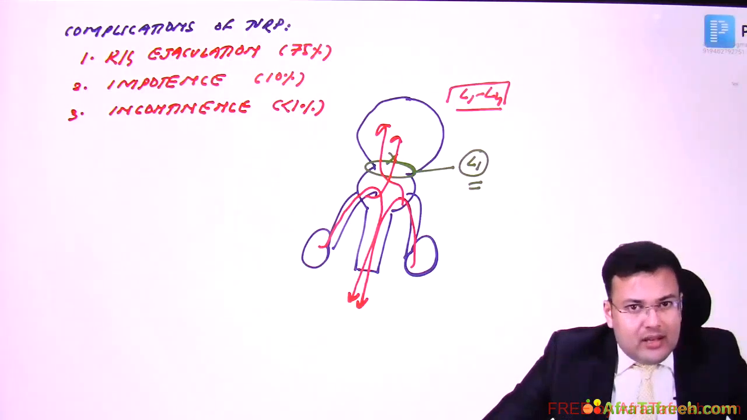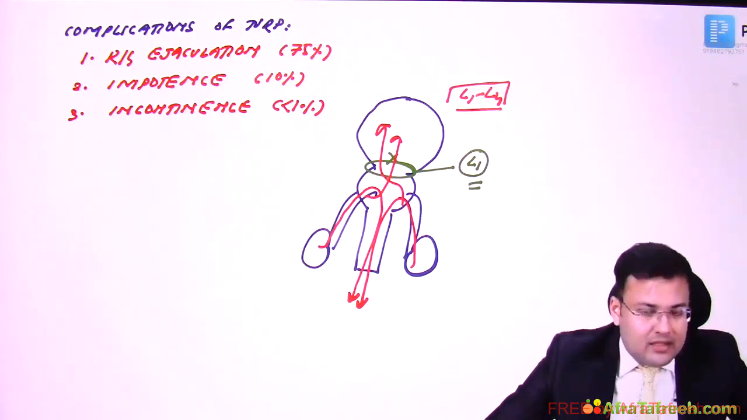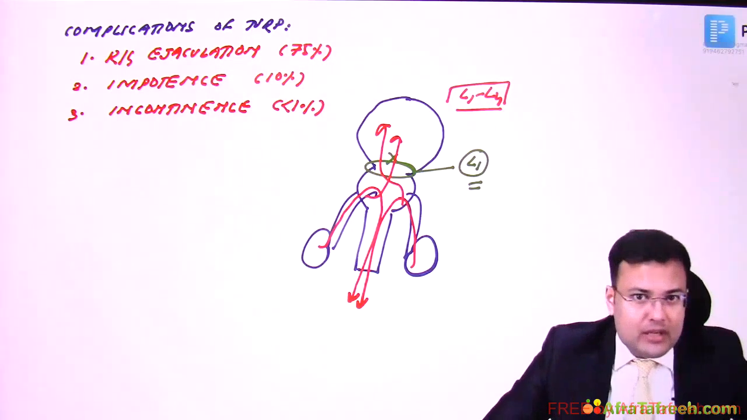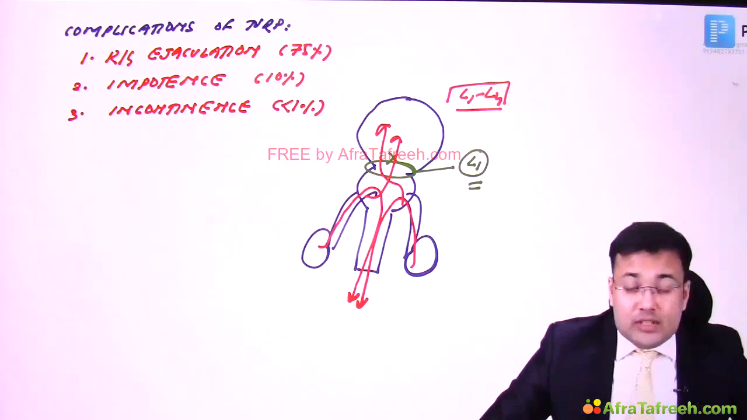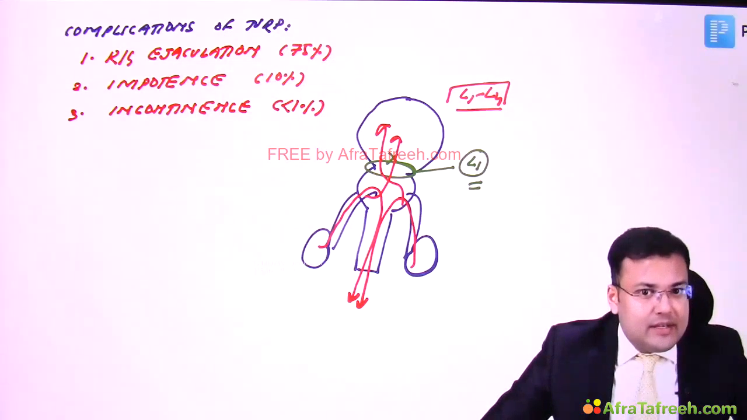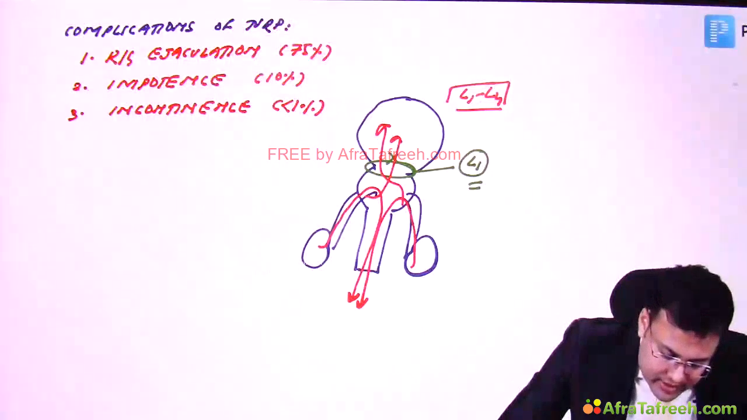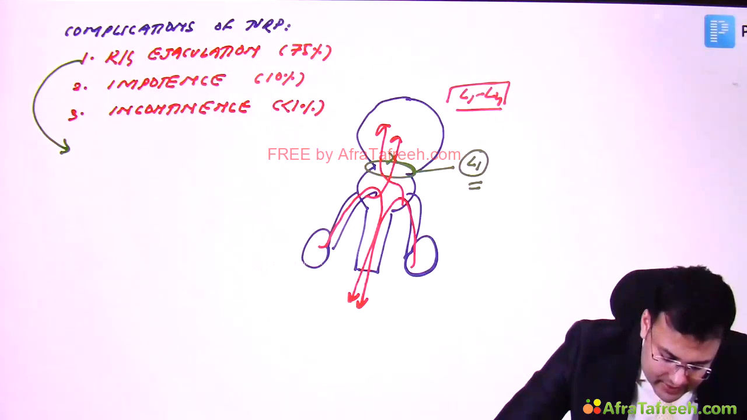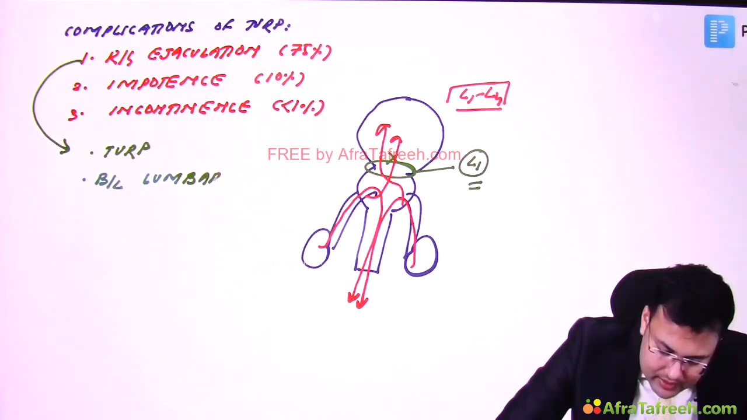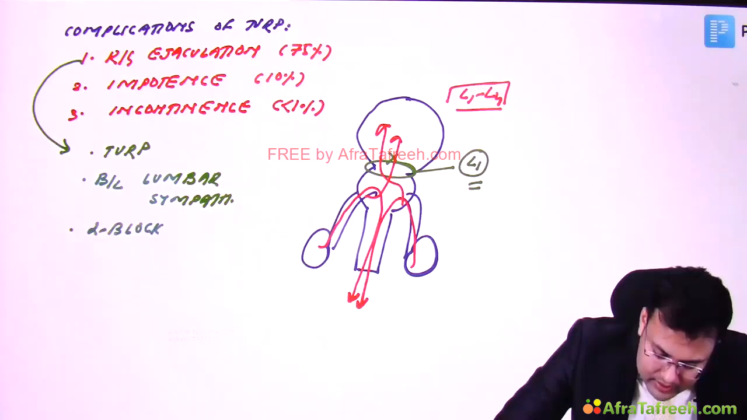Third, this internal urinary sphincter is a smooth muscle. So any drug which can relax this smooth muscle, retrograde ejaculation can be a side effect, like in alpha blockers. These are going to relax the smooth muscle, and retrograde ejaculation is a side effect. Clear? So this retrograde ejaculation can be seen after TURP. It can be seen after bilateral lumbar sympathectomy and after use of alpha blockers.